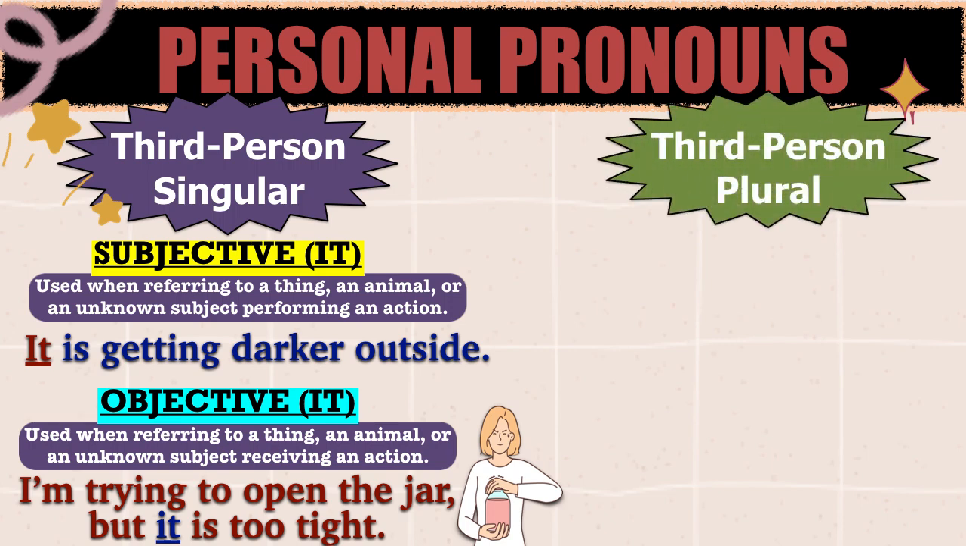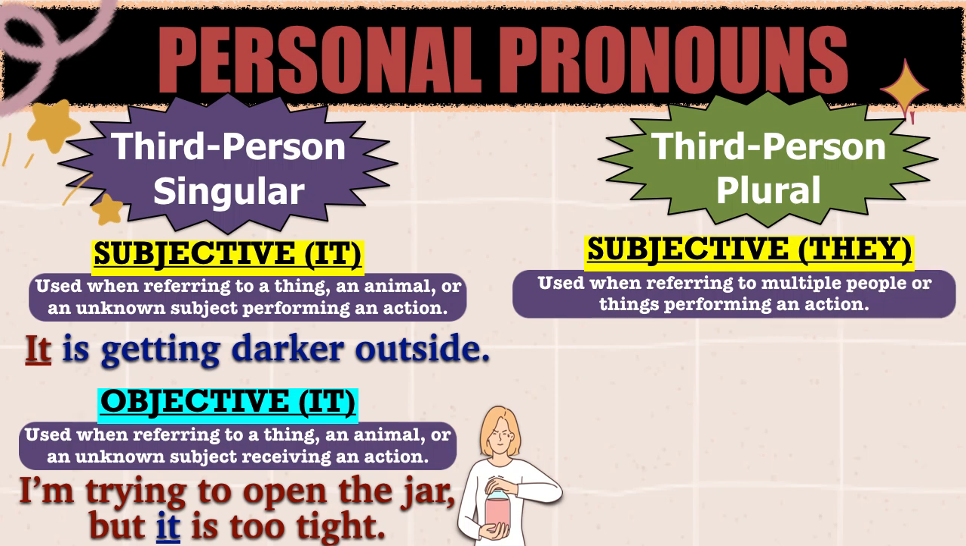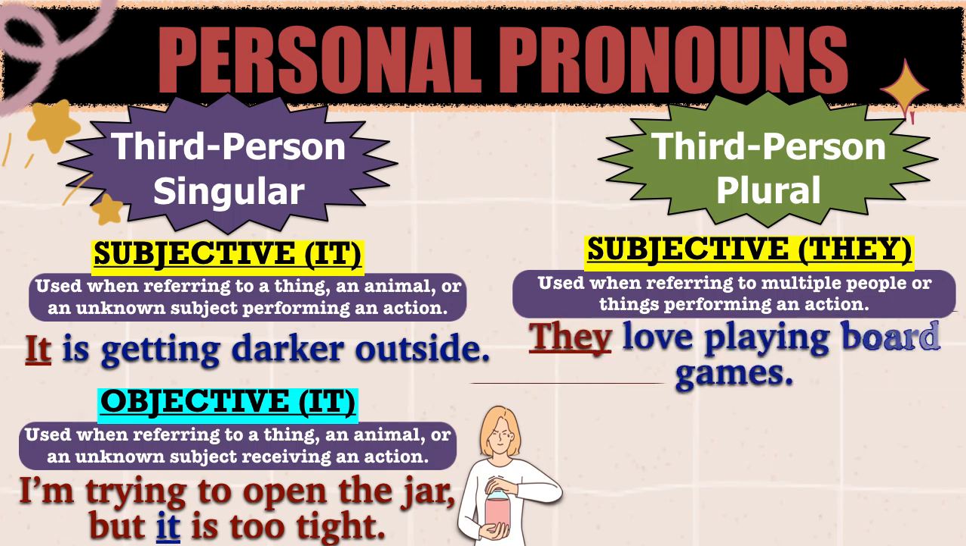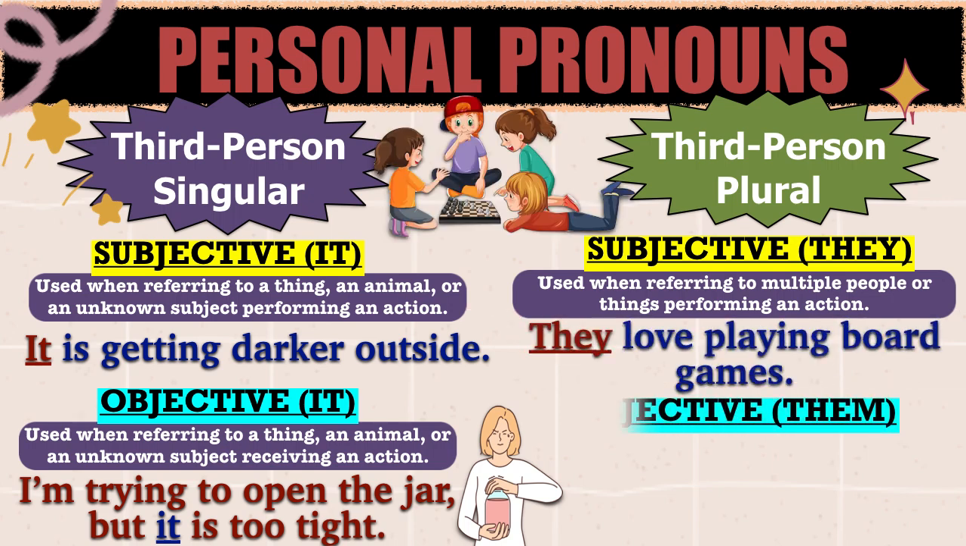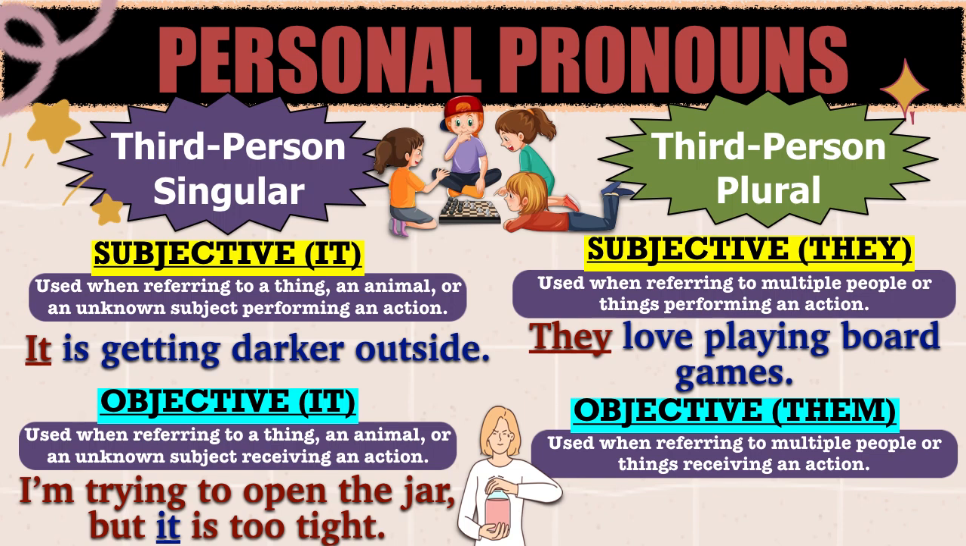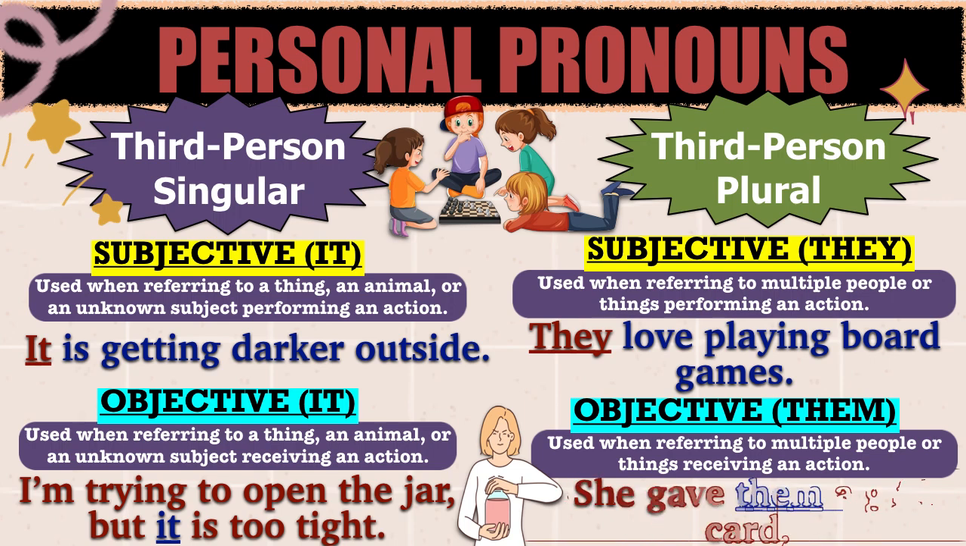Understanding third person plural pronouns. Subjective: they. Used when referring to multiple people or things performing an action. Example: they love playing board games. Objective: them. Used when referring to multiple people or things receiving an action. Example: she gave them a gift card. The pronouns they and them are gender neutral and apply to both people and objects in the plural form.